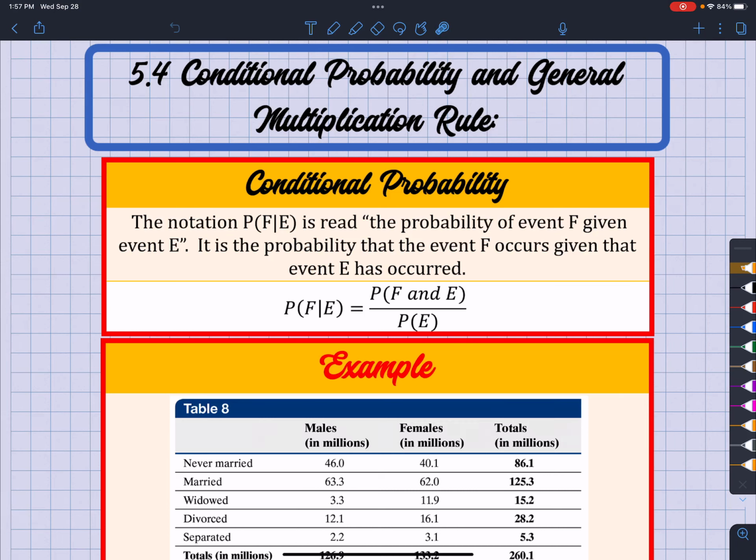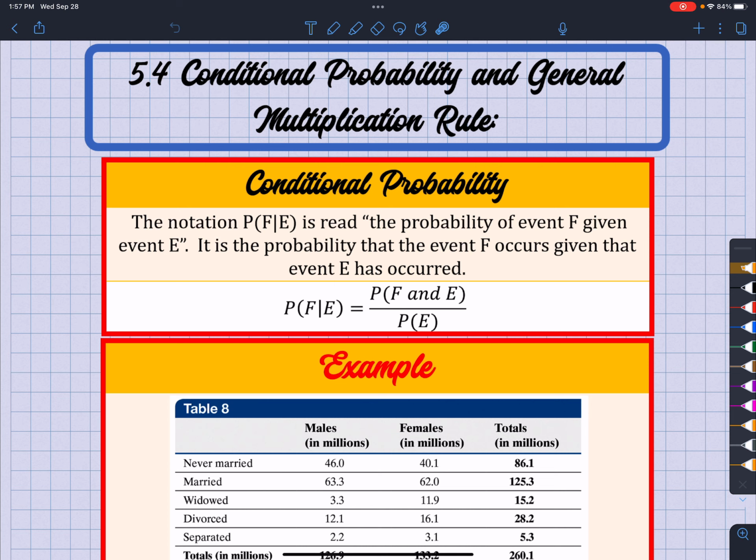All right, so today we're talking about conditional probability and the general multiplication rule. Conditional probability is the notation of the probability of F given that event E has occurred. It's the probability that the event F occurs given that event E has already occurred. So notice how this is written.